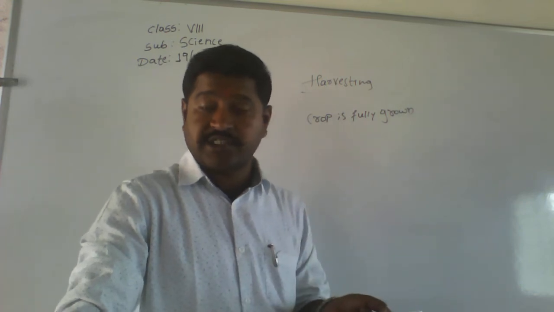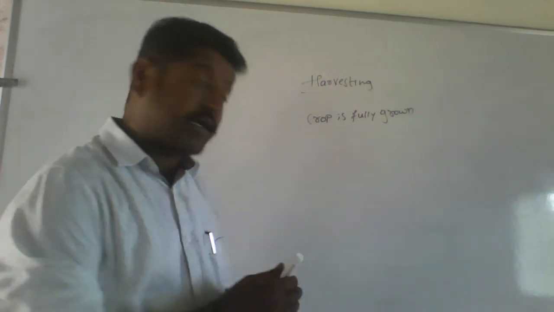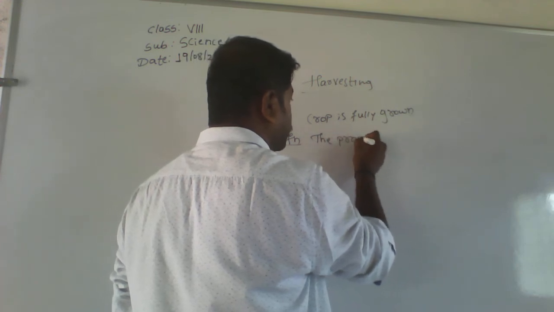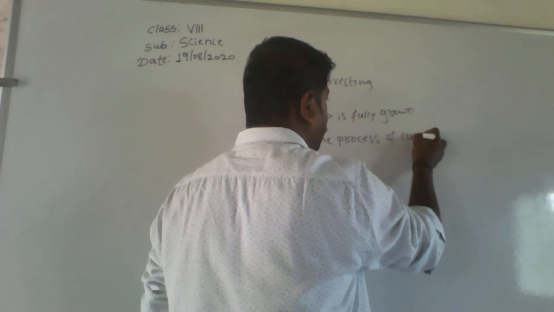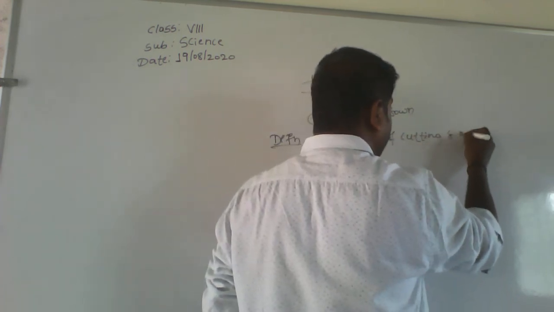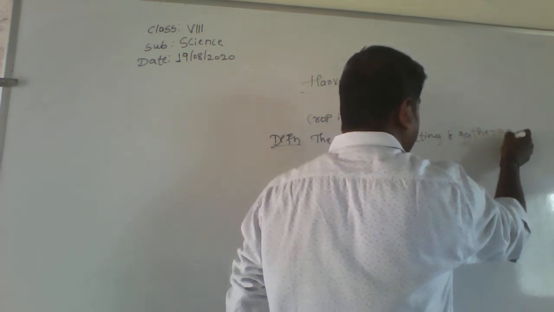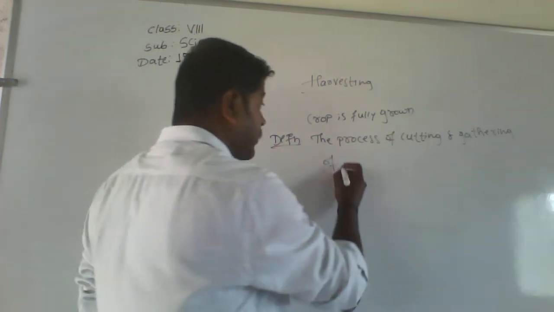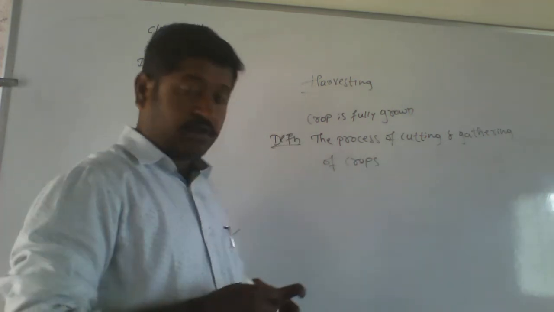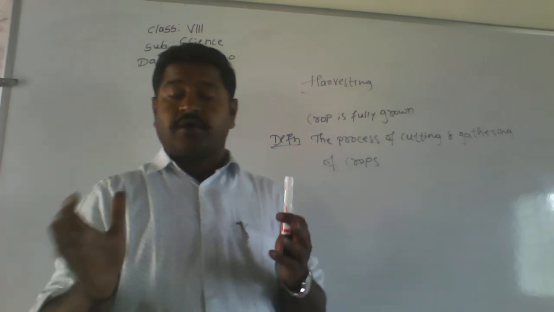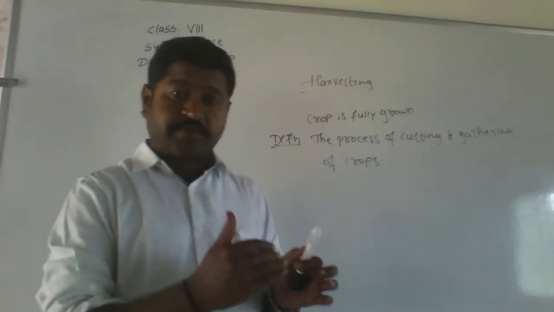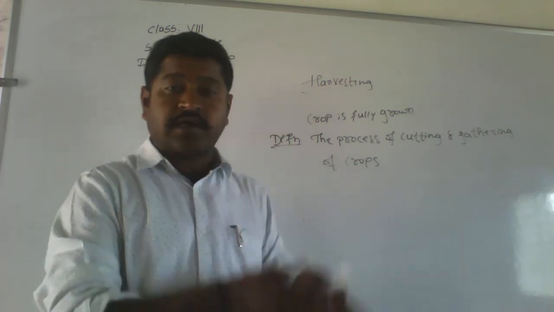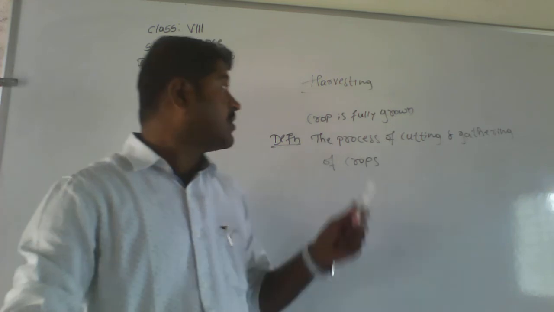Then what is the definition of harvesting? The process of cutting and gathering of crops is called harvesting. Is this clear? Once the crops are fully grown, the next step is to cut them, and gather them at one place. We have to collect them at one place. This is called harvesting.